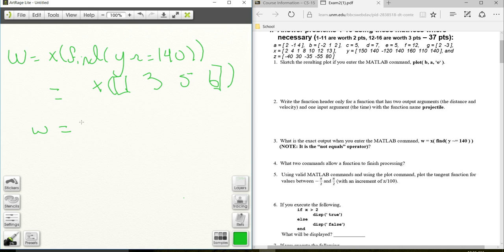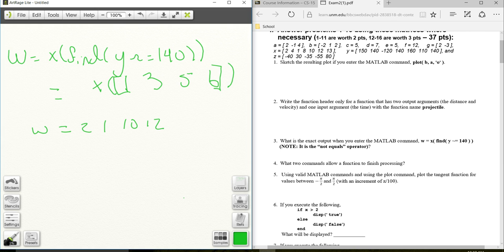So we take the first position in x, we set that equal to w. We say it's going to be position 2. The third position is 1. The fifth position is 10. And the sixth position is 12. And let me just highlight this. This is position 1, position 3, position 5, and position 6.